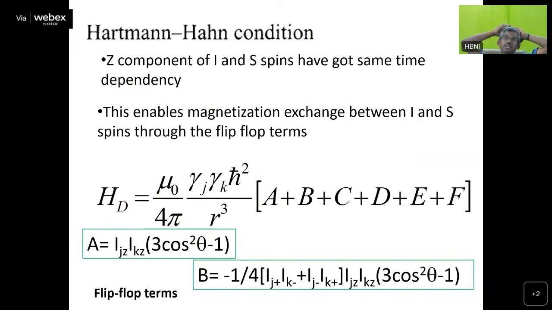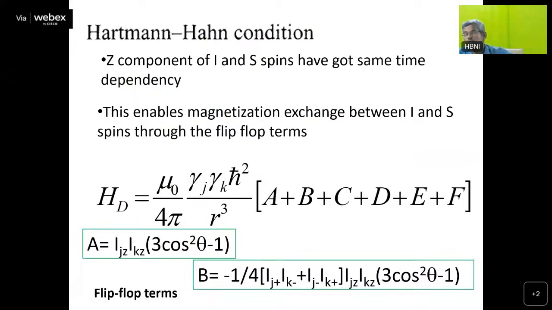Just a brief theoretical aspect also: once the Hartmann-Hahn condition is matched in the dipole Hamiltonian, two terms come into the picture. Otherwise, mostly a homonuclear coupling only will be there, because J and K will be the same, proton-proton interaction only. But if there is very good population transfer between I and S, then the flip-flop term, which I mentioned in the second class, the B term, also contributes to the Hamiltonian. That is what I want to convey here.